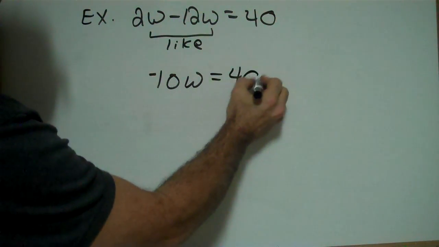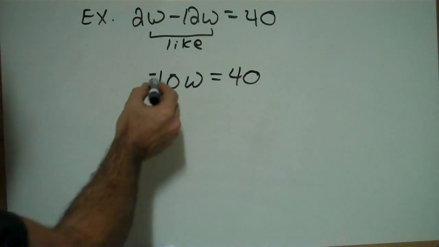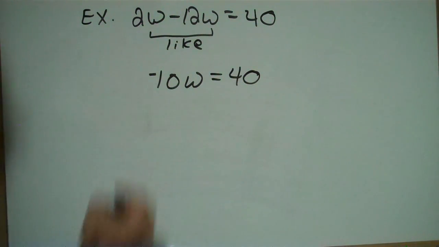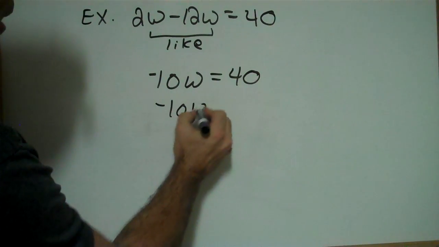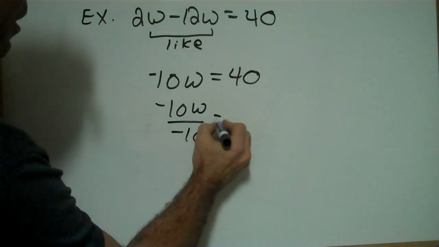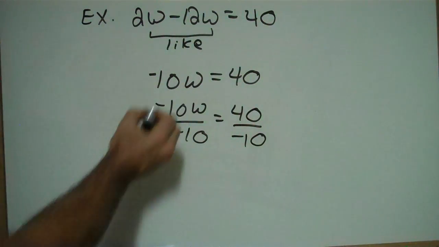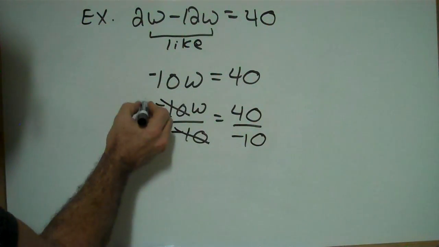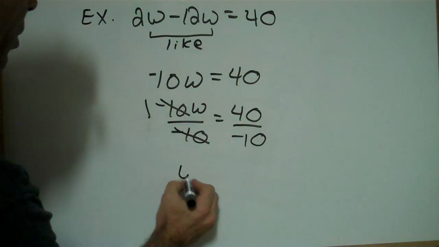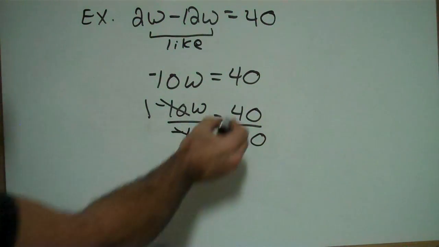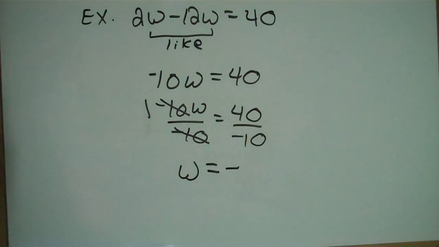All equal to 40. So remember, the -10 is being multiplied by w. So I'm going to divide both sides by, you guessed it, -10. So I'll do that to the 40. Now, -10 by my -10 is 1. So that gives me 1w equal to, unlike signs, makes that a negative answer. And then 40 divided by 10 is 4. So look at that, I get w equals -4.